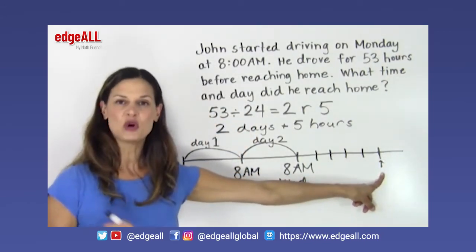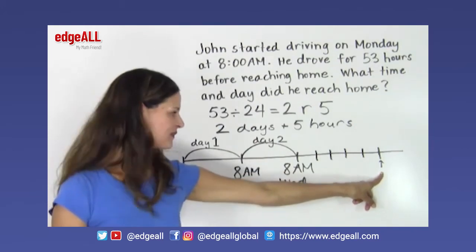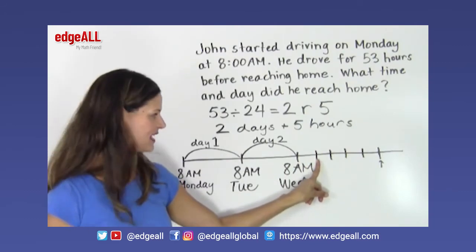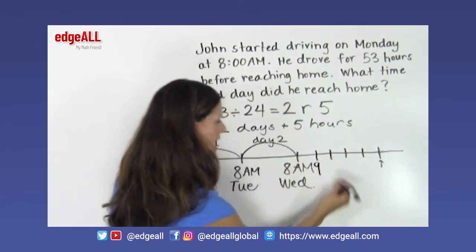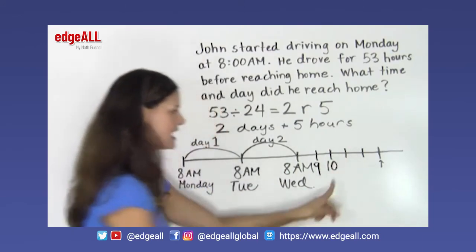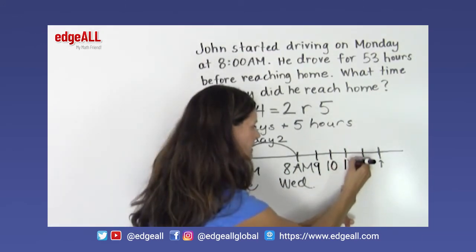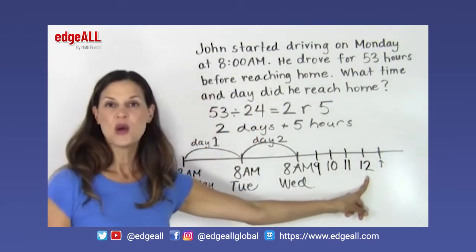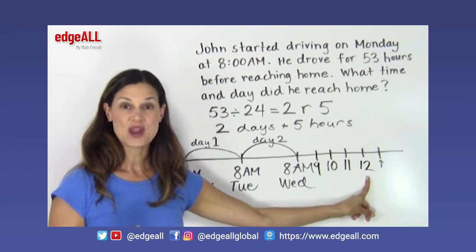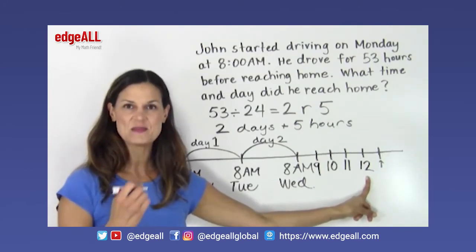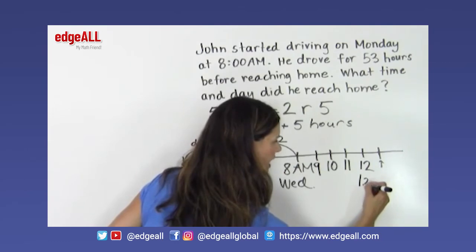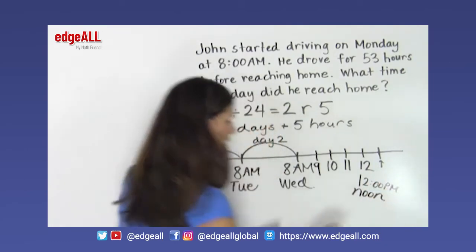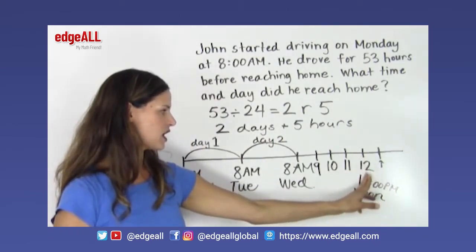So let's count forward 1 hour at a time. So 8 a.m., then this would be 9 a.m. The next hour would be 10 a.m. The next would be 11 a.m. The next would be 12. But remember, when we get to this 12, it's going to switch from a.m. to p.m. And this will be 12 o'clock p.m., which is noon. So noon on Wednesday is this marking right here.